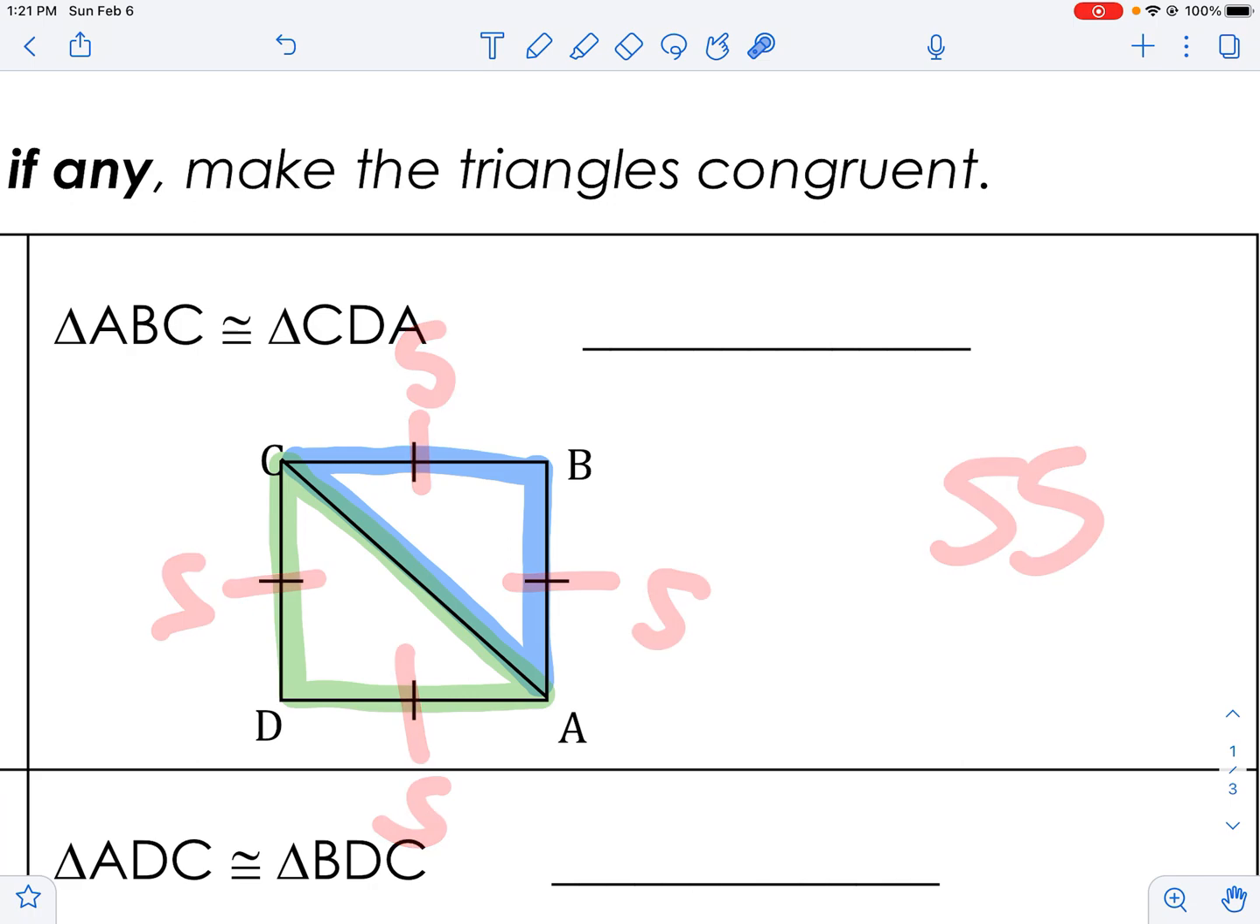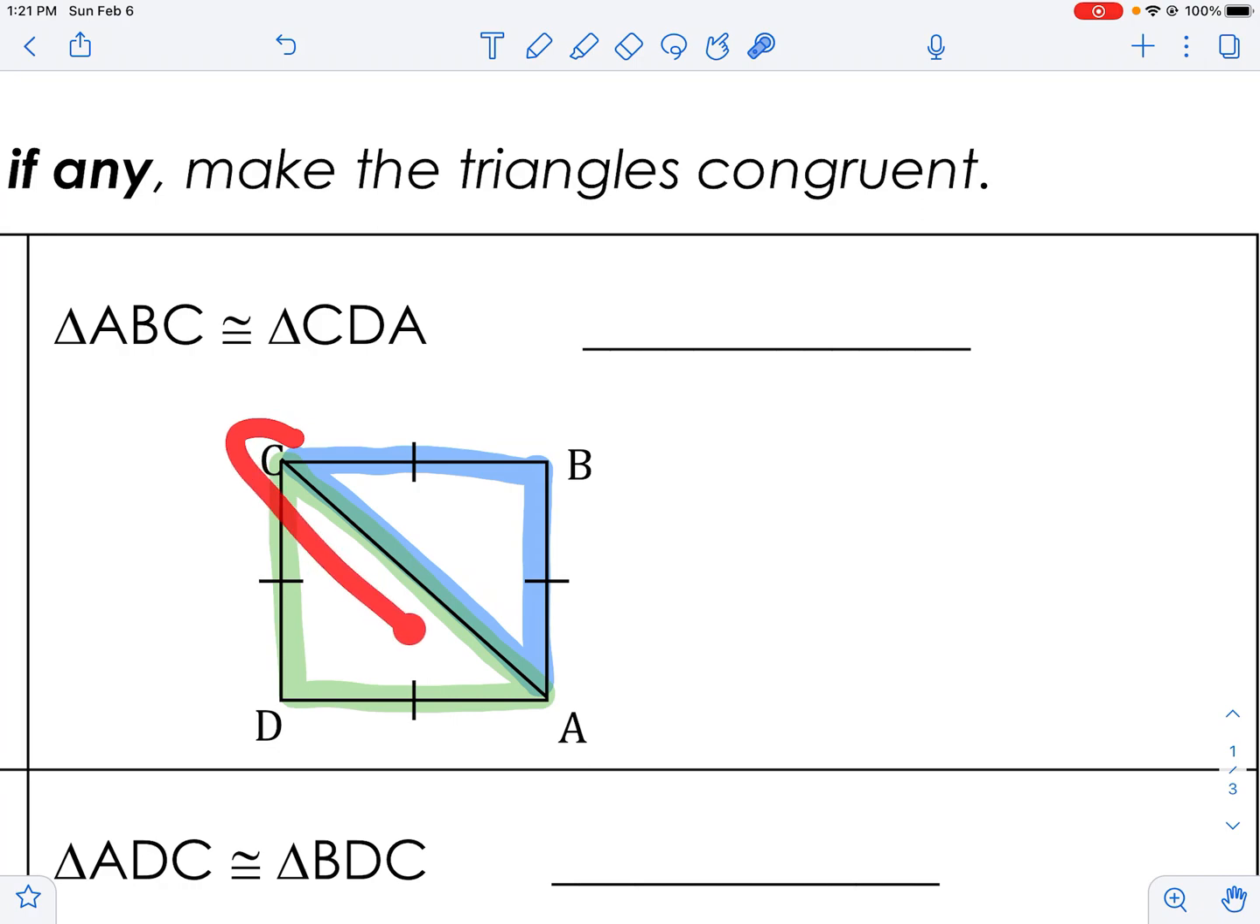But SS isn't enough. But I do have a freebie here, and that's ask yourself, is CA the same for both triangles? If this is 5, is it 5 on the other side as well? And that answer would be yes, it is the same, which means I'm allowed to add ticks here. Okay, and I'm allowed to add ticks because CA is congruent to CA, reflexive property. So I have a freebie here, and that's reflexive property.